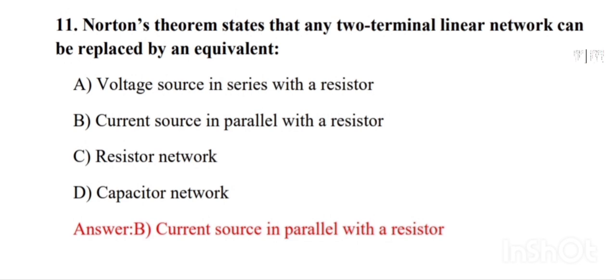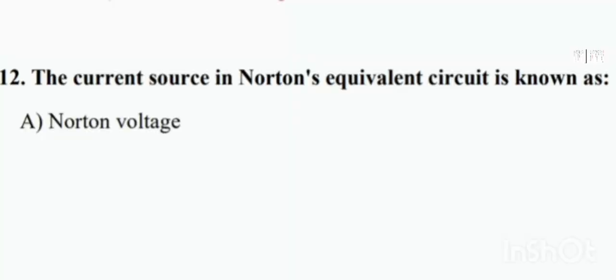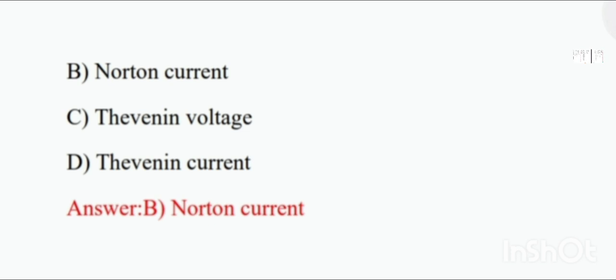Question number 12. The current source in Norton's equivalent circuit is known as: option A, Norton voltage; option B, Norton current; option C, Thevenin voltage; option D, Thevenin current. The right one is option B. Norton current.